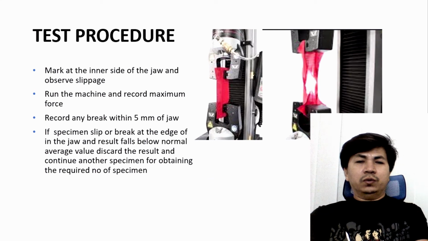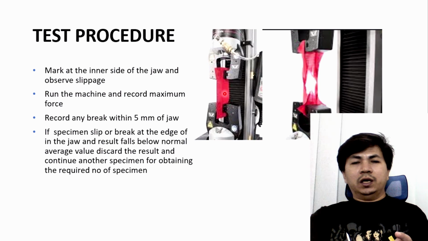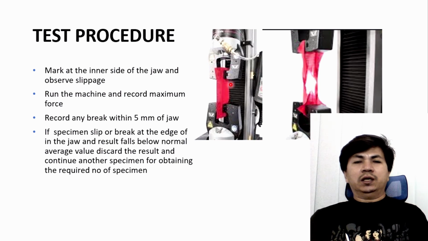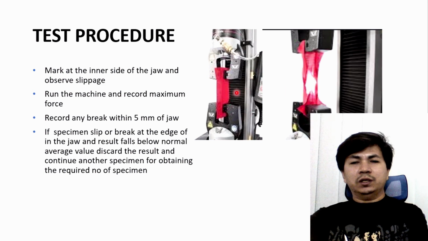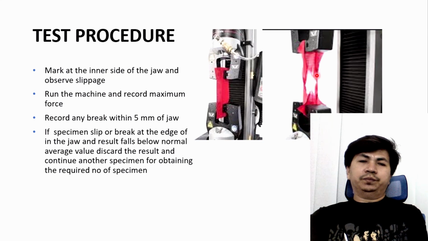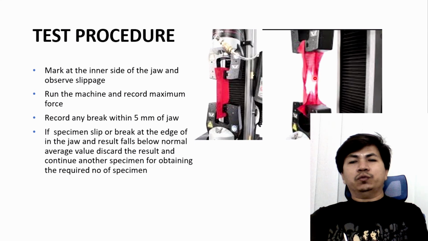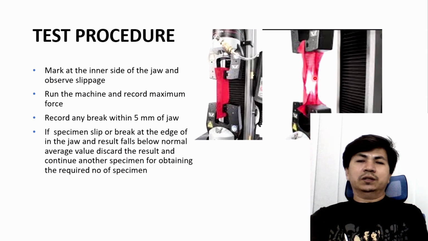Now this is the specimen which has been gripped. This is the bottom jaw and this is the top jaw. If we run the machine, then the top jaw will move upward. Then the specimen will extend gradually, and once it breaks, at the middle of the specimen, the force required to break is the result of this test.